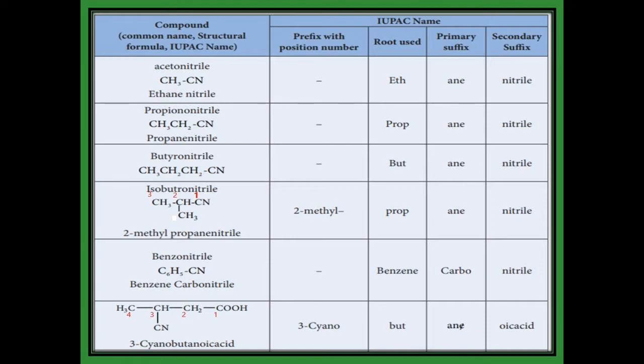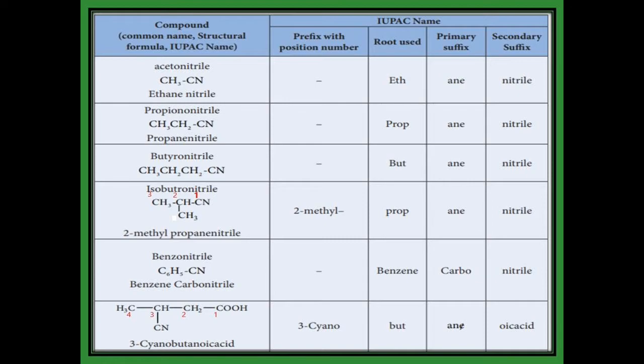The next one, C6H5CN, on hydrolysis gives benzoic acid, so the common name is benzonitrile. In the IUPAC name, C6H5 is benzene, and for the C we write carbo, and CN is nitrile, so benzene carbonitrile.